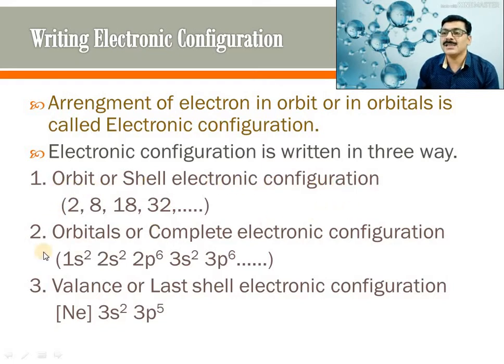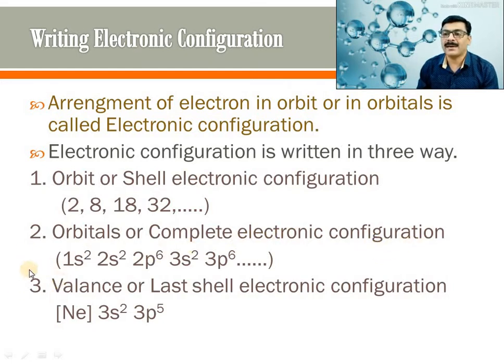Then the second type is orbital or complete electronic configuration, and this is written on the basis of the Aufbau principle. Here you have to mention the electron capacity of orbitals, just like 1s2, 2s2, 2p6, 3s2, 3p6. This is the orbital electronic configuration or complete electronic configuration of elements.